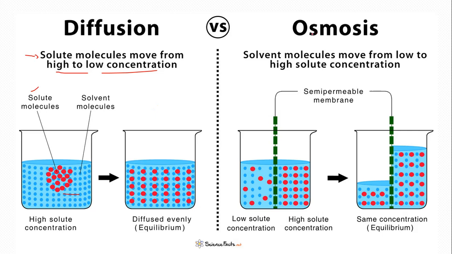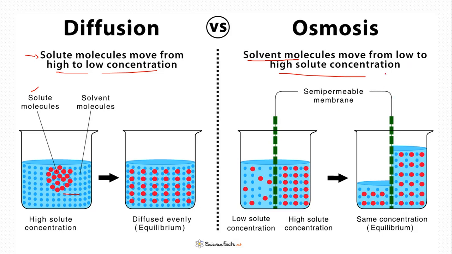When you look at osmosis, osmosis is somewhat opposite to this. First of all, it is movement of the solvent molecule. In diffusion you look at solute molecules, but osmosis describes solvent molecule movement. So when solvent molecules move from low to high solute concentration, they move from the place where solute concentration is low to the place where solute concentration is high, but here the major movement is solvent. And this movement, by the way, takes place through some semi-permeable membrane.